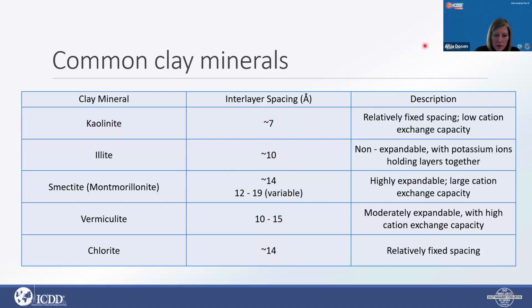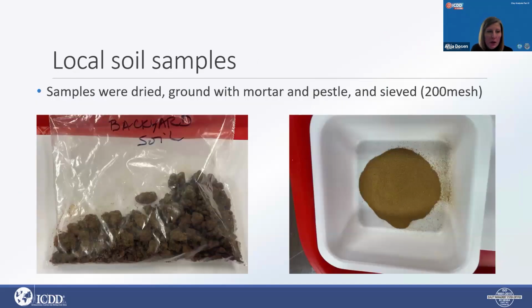So as you can see, these can overlay, and we can often confuse one for another. And I want to mention that mica, muscovite, has the same D spacing as illite, around 10. So now, what do our samples look like?